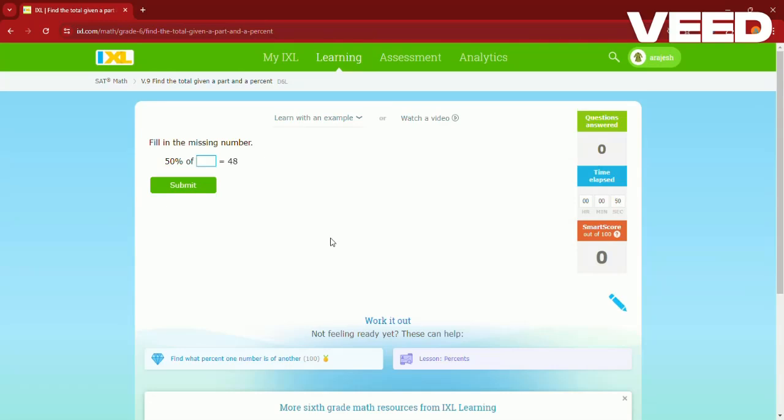So we're going to fill in the missing number. 50% of blank equals 48. We're going to apply the same method. 48 over n, and there was another method in that example, so I'll do that in the second part, okay? This is equal to 50 over 100. So this is what you should get: 48 over n equals 50 over 100.